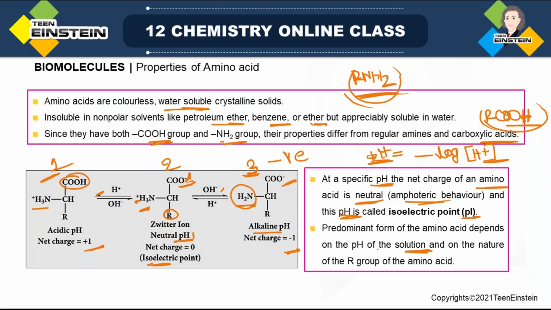Fine. So the predominant form of an amino acid depends on the pH of the solution obviously, and also on the nature of the R group, what type of R group we have taken. Fine.